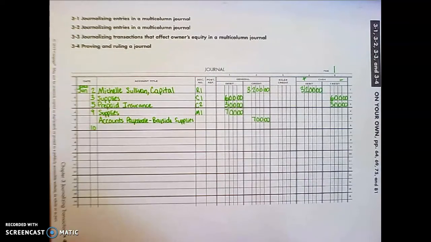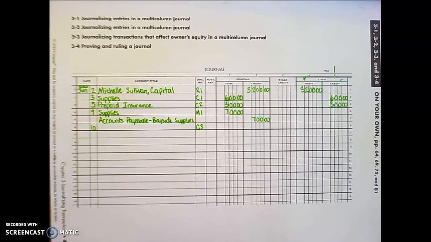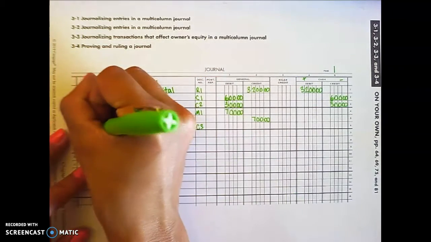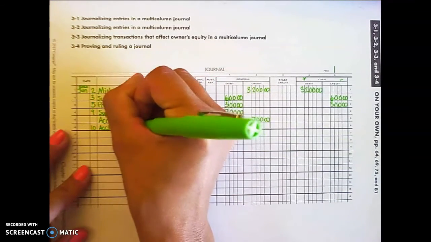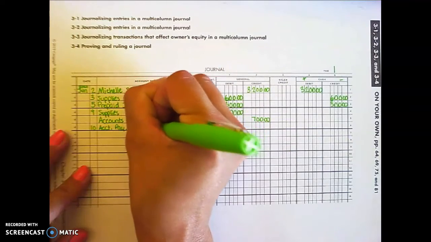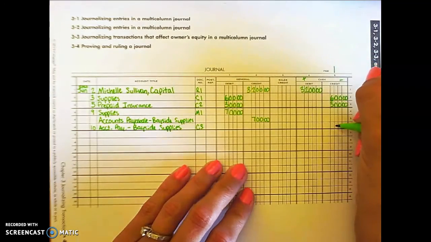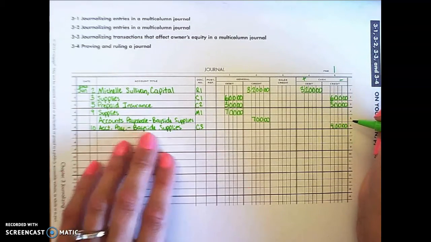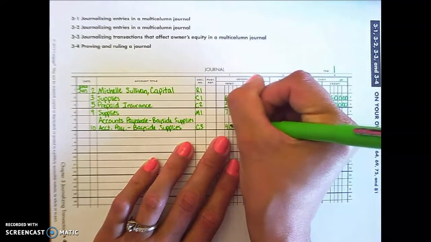On June 10th, the next one, we paid cash on account to Bayside Supplies, $400. That's check 3. So paying cash, cash will be affected, and it's on account to Bayside Supplies. So our account title we need to write down is going to be accounts payable, Bayside Supplies. So we're paying cash, so cash is decreasing, so cash will receive a credit for $400. And then the amount that we owe in accounts payable is decreasing, so it will receive a debit for $400.